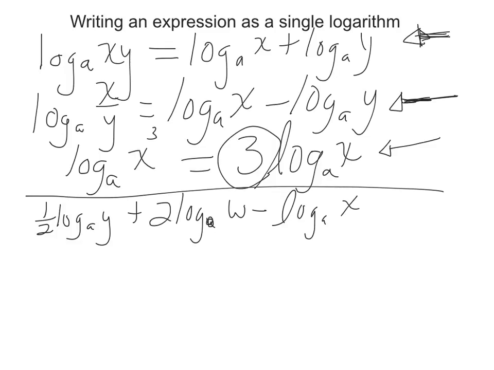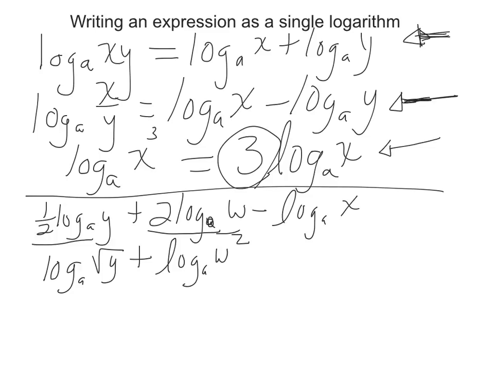Alright, so the first thing I look for is the property that has to do with the exponents. I have a half out in front of this first term here, so I am going to rewrite it as log base a of y to the 1/2, which is also the square root of y. I'm going to copy that plus, but now I have another number out in front that will be counted as an exponent. So log base a of w squared. The last term does not have an exponent out front, so I'm just going to copy it.